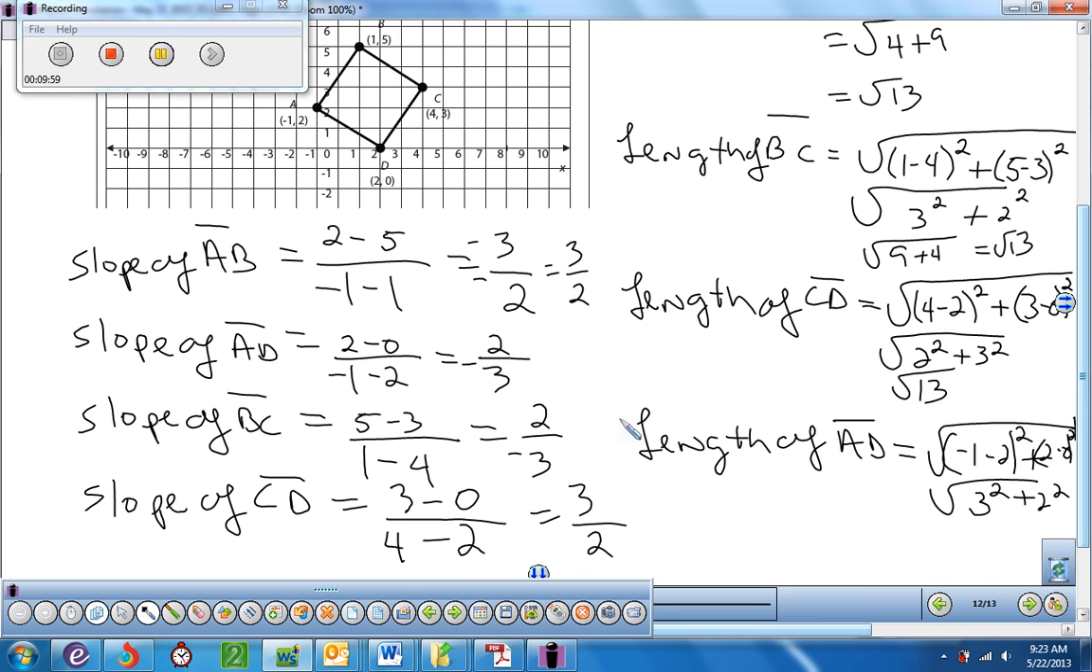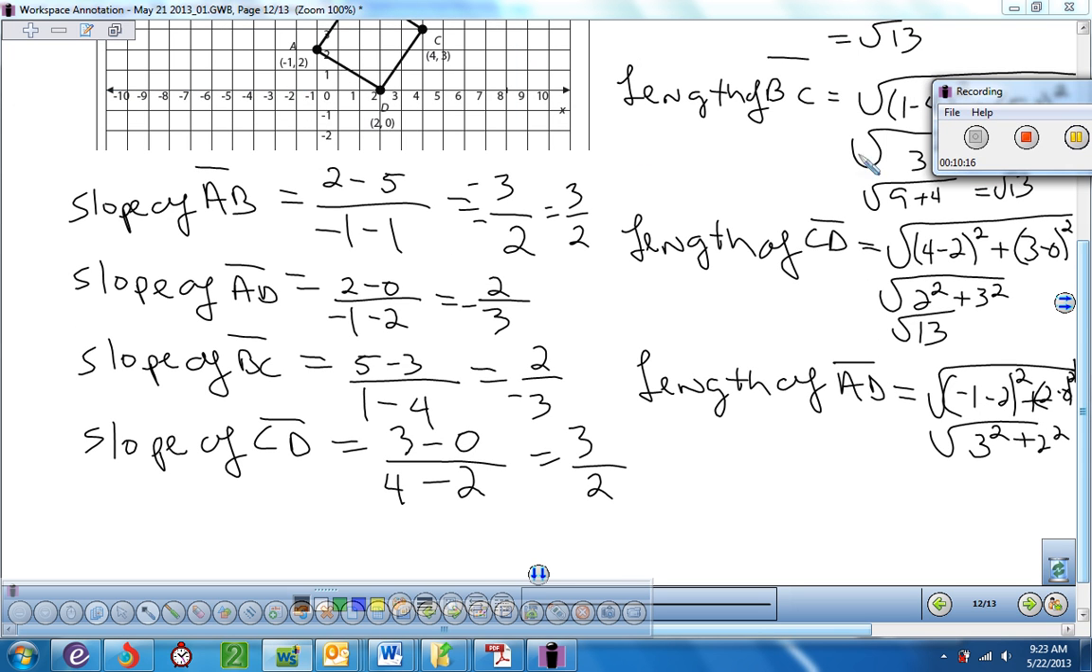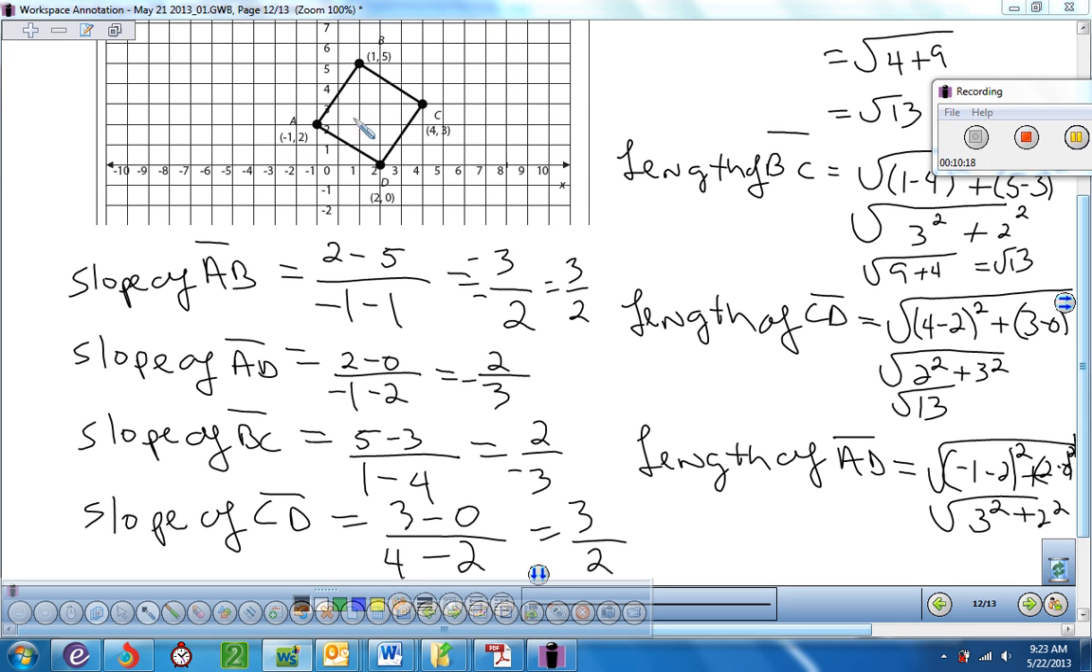You'll notice that there's a pattern here. Anyway, these two lines are perpendicular to each other, and this line's parallel to it. Opposite sides have to be parallel. So just by looking at this, AB and CD have to be parallel to each other. So AB and CD are parallel. They have the same slope. So that checks out.